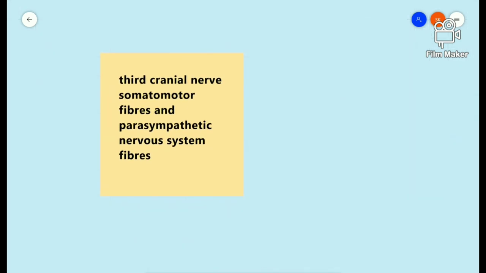Oculomotor nerve is the third cranial nerve. It is a somatic motor nerve. The parasympathetic nervous system fibers also run along with it.